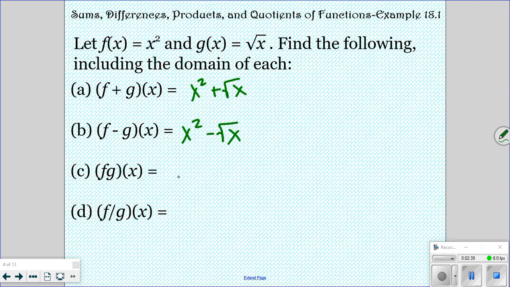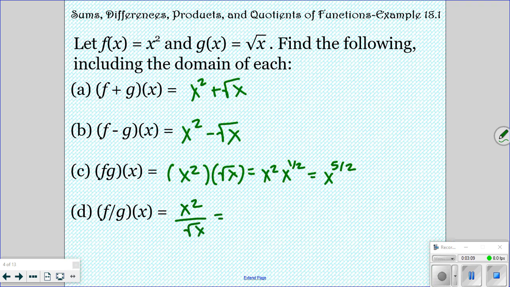For this next one, we would have x squared times the square root of x, which is the same thing as x squared times x to the 1/2, because you can write the square root of x as x to the 1/2. And then you can add these two, so 2 and 1/2 is going to be 5/2. And so that would be your answer for part C. For part D, we would have x squared over the square root of x, which we can write the square root of x as x to the 1/2, and then we would subtract these because we're dividing. And so 2 minus 1/2 is 3/2.